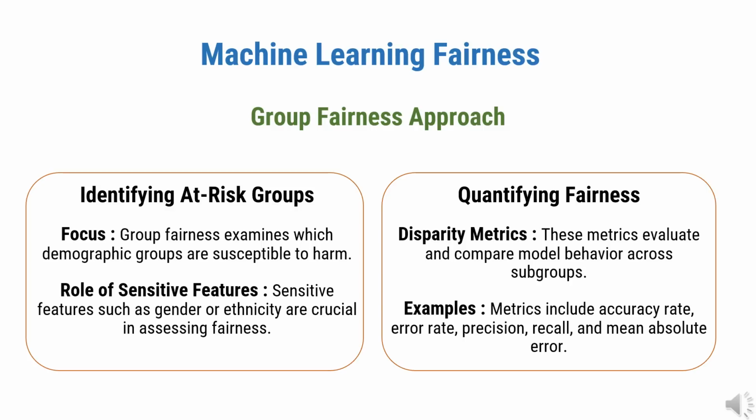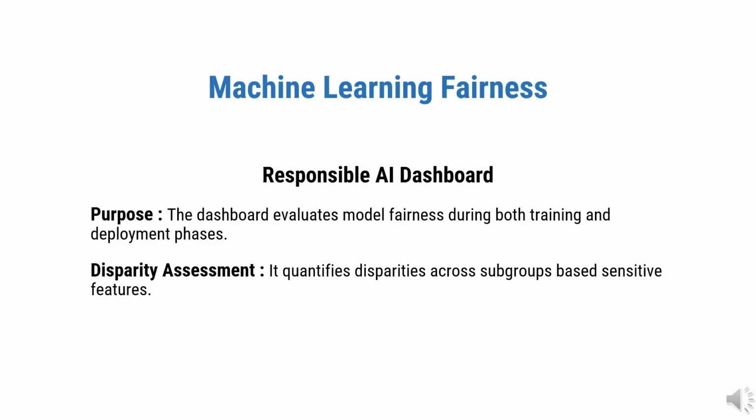Group fairness approach. Identifying at-risk groups. Quantifying fairness. Responsible AI dashboard. Purpose. The dashboard evaluates model fairness during both training and deployment phases. Disparity assessment. It quantifies disparities across subgroups based on sensitive features.